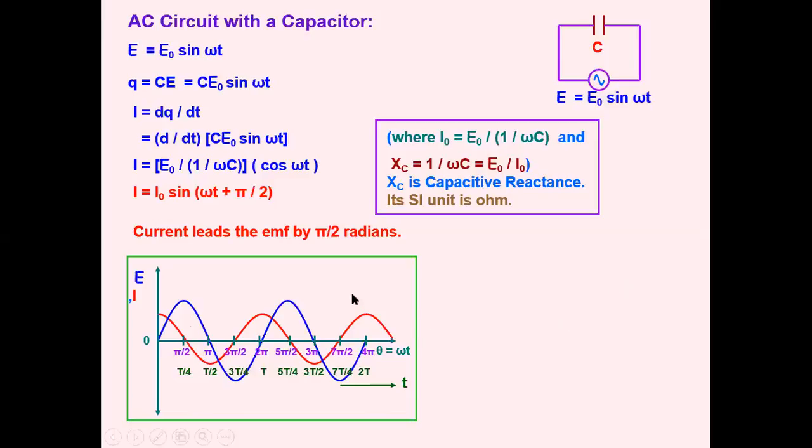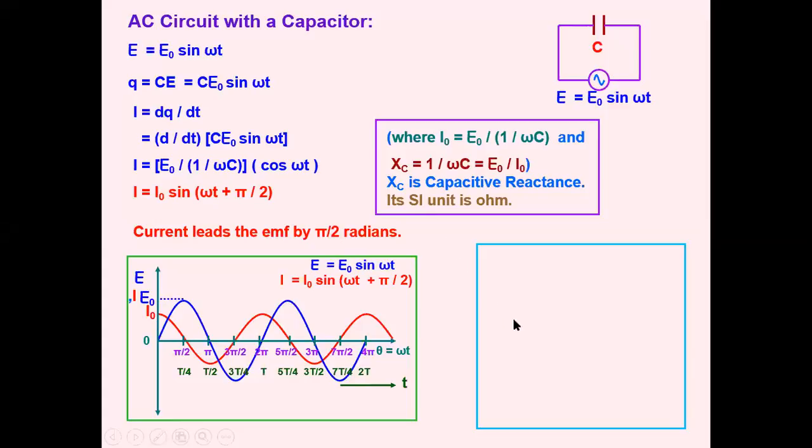Now let us check out the phasor diagram for the capacitive circuit. This is the instantaneous value of EMF and this is the instantaneous value of alternating current across the capacitive circuit. So let us draw a phasor diagram for this circuit.